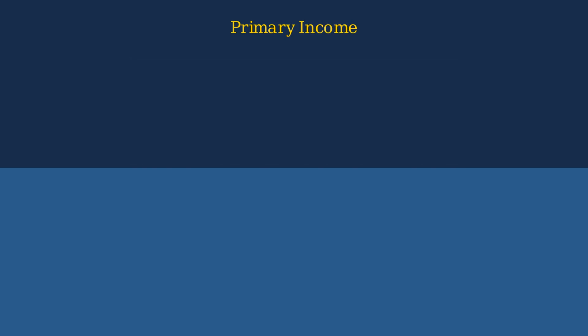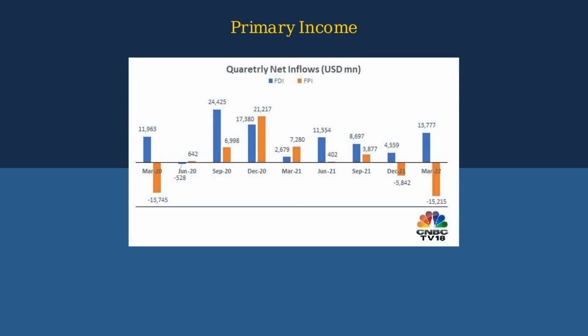The third component is primary income, which includes investment flows such as foreign direct investment and foreign portfolio investment. In recent reports, the primary income deficit increased, reaching $16.7 billion.